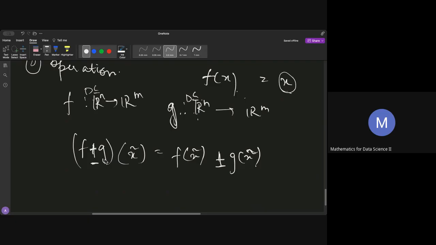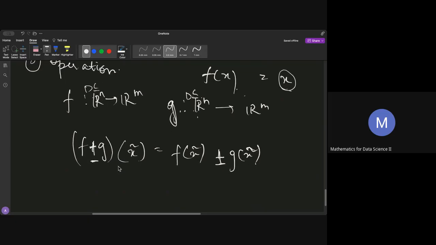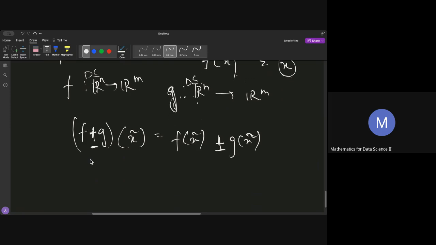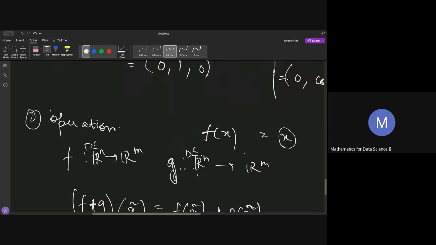Same applies for the subtraction of two functions. For subtraction as well, the same domain rule applies as the one for the sum. Then coming to the multiplication part, if I want to define the multiplication of two functions, this is different from this.